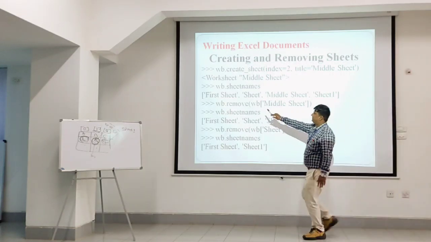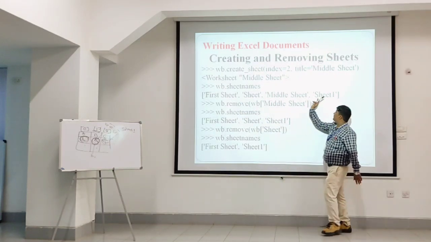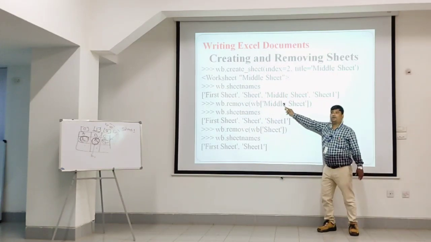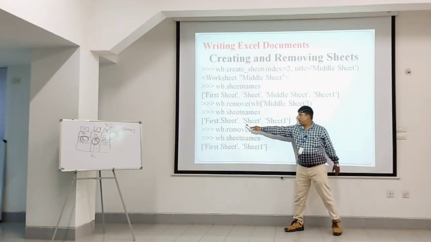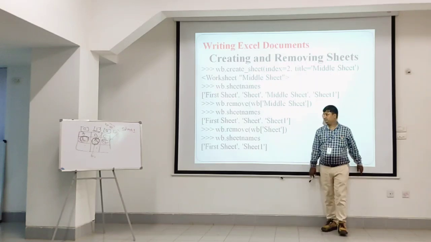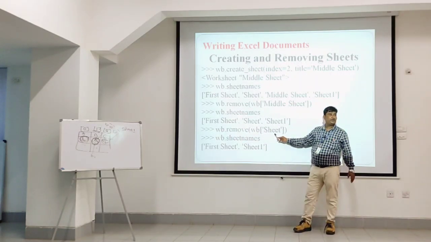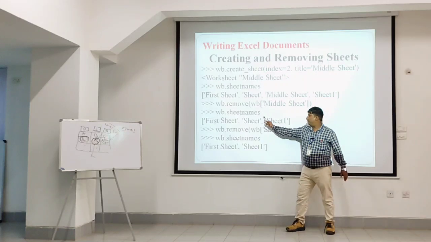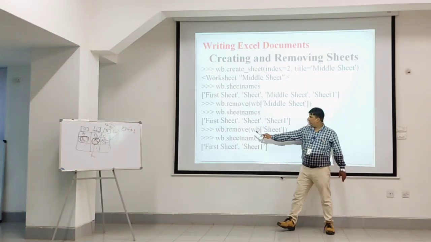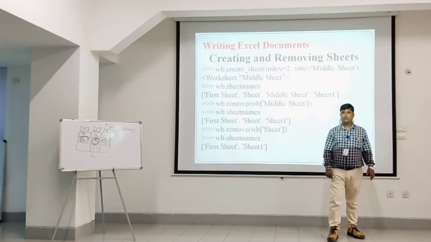What does the workbook contain? First sheet, middle sheet 1. I am removing the middle sheet. What is it printing? First sheet 1. Next, wb.remove again. What am I removing? Sheet. If I am removing a sheet, what remains? First sheet and sheet. Understood? Create sheet and remove sheets.